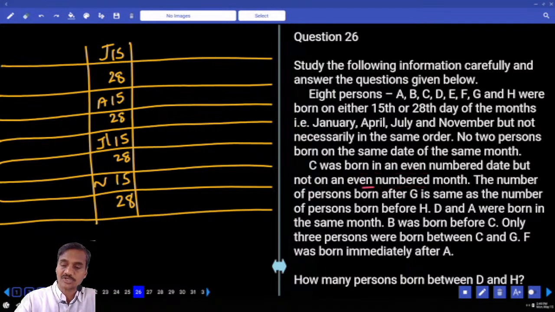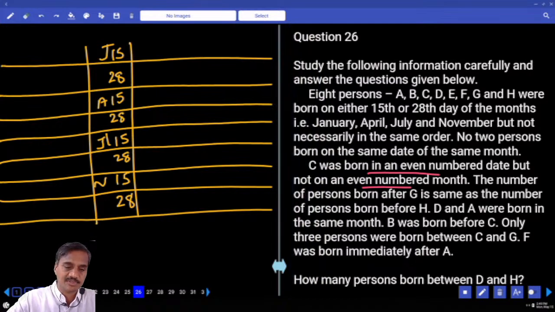Even numbered month means odd numbered month. Odd numbered month is Jan is 1, isn't it? And next one April 4, and July and November. All these are odd numbered months. And even numbered month, what is the even numbered month here? July. And C was born even numbered date, but odd numbered month. Odd numbered month, and C can be on here.